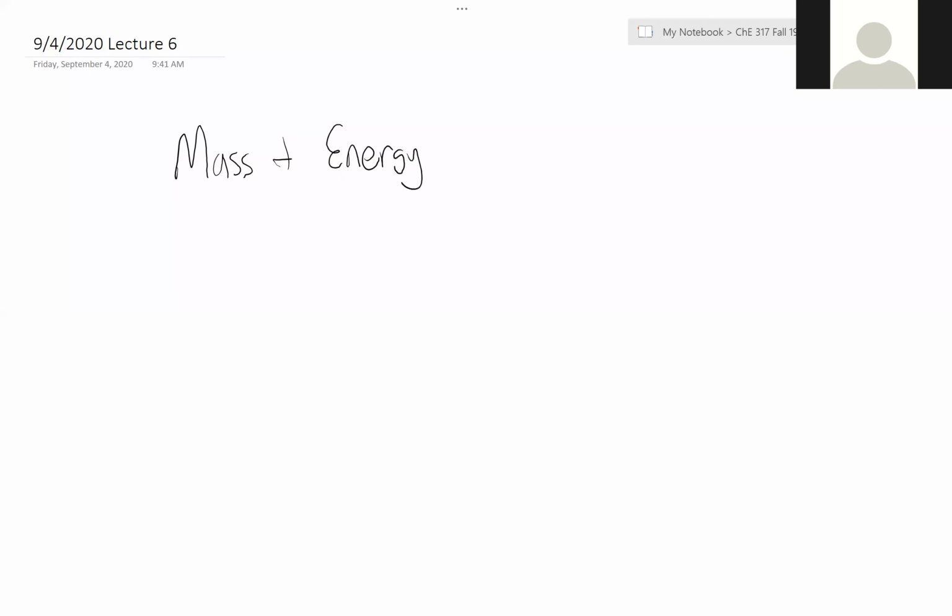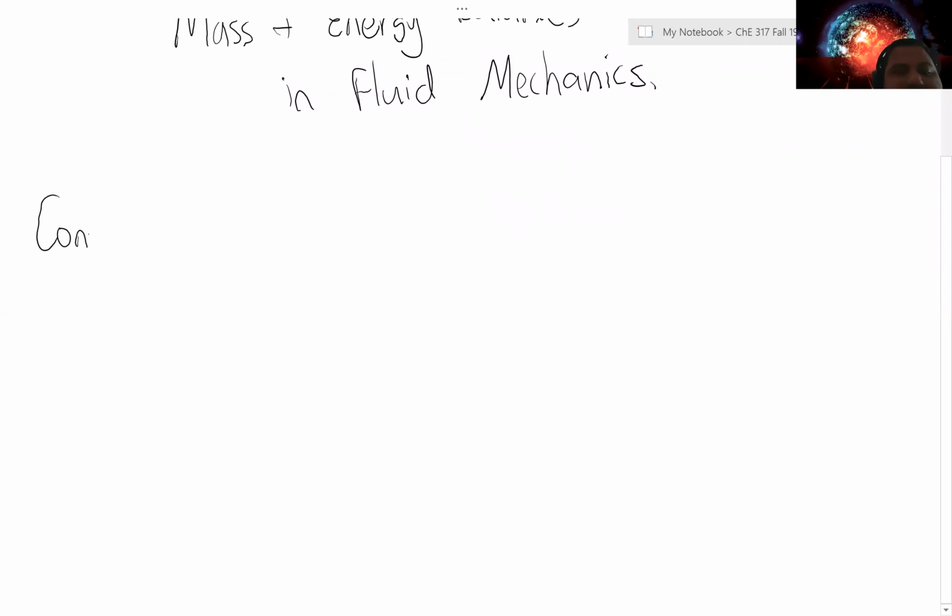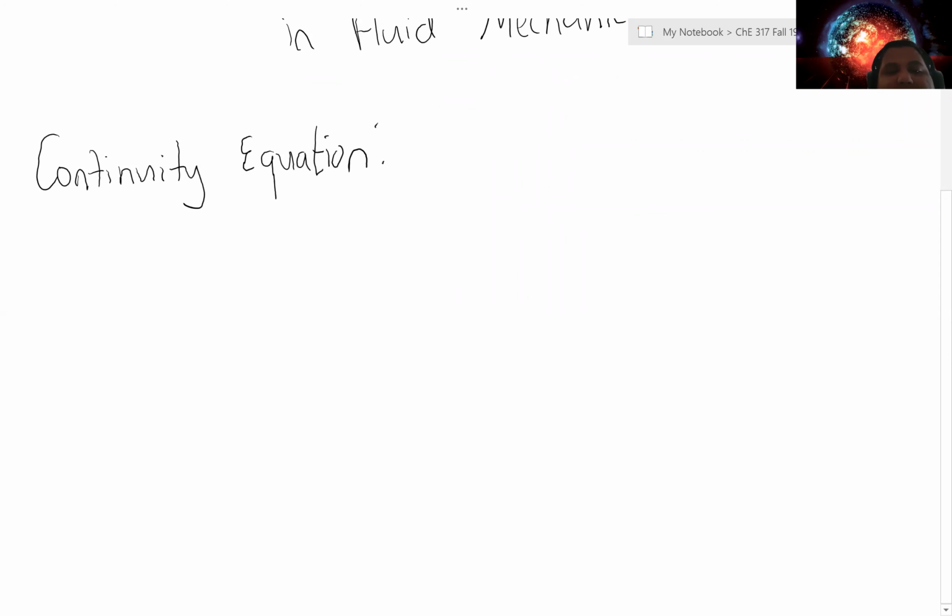So last time, when we were looking at mass and energy balances within fluids, we had developed two expressions. The first one being the continuity expression, which was an extension of a simplified mass balance when we're looking at a system where mass in is equal to mass out.